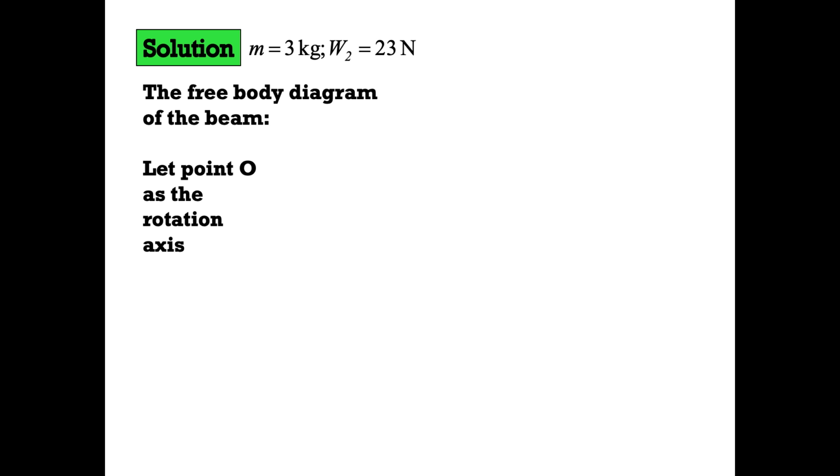The first step is to draw the free body diagram. Then let point O be the rotation axis. We draw the free body diagram. We have beam AB here and point O, which is attached to the balcony railing. Point O here will be the rotation point. Here are the distances from point A to point O and point B to point O, which are given in the question.